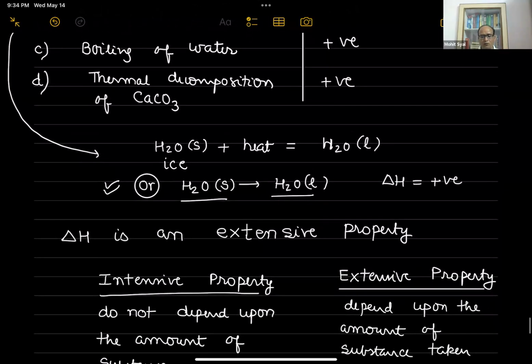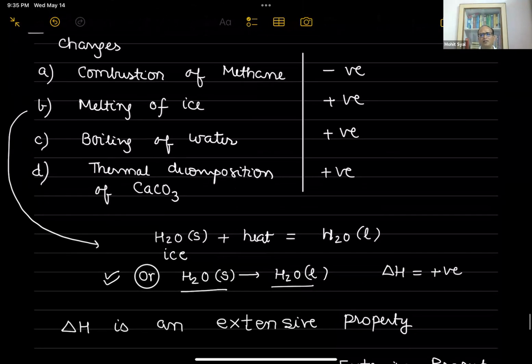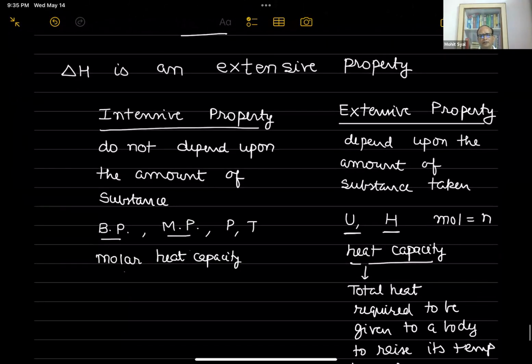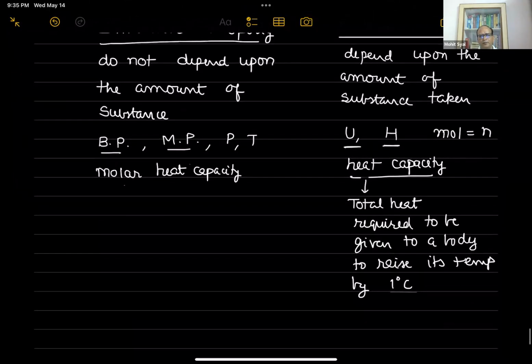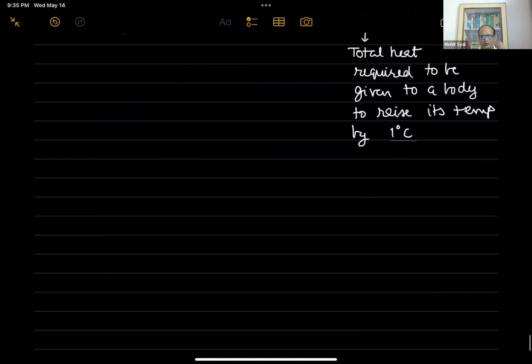Delta H is normally used for measuring the heat of reactions. So now we are going into the applications of delta H values. They are very simple, very easy to calculate.